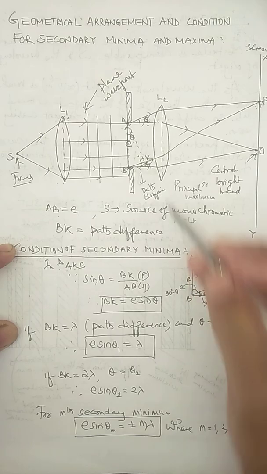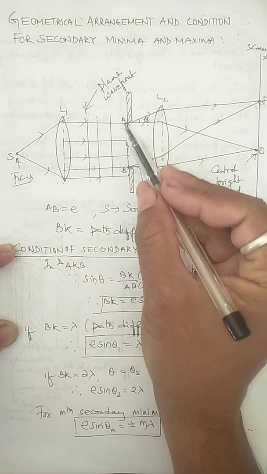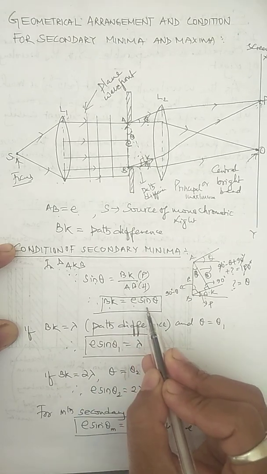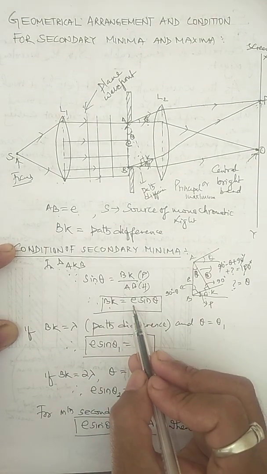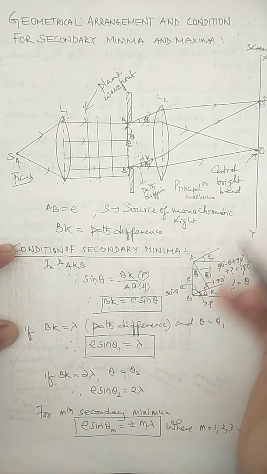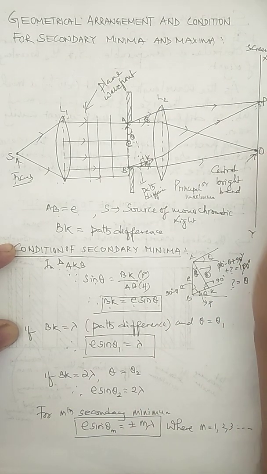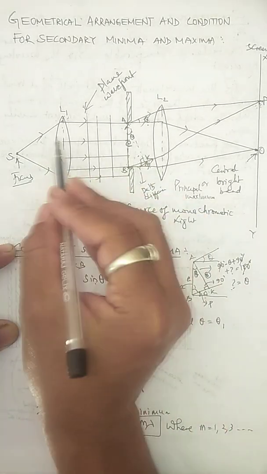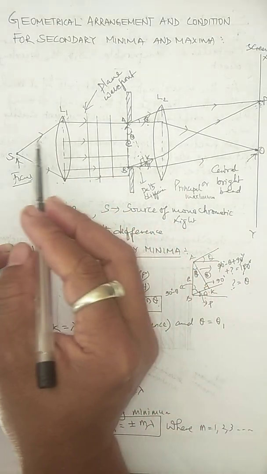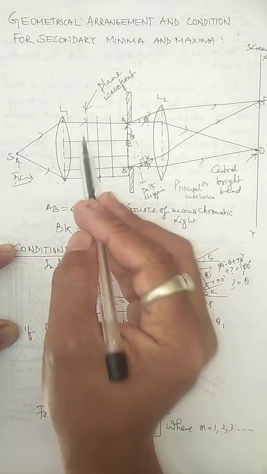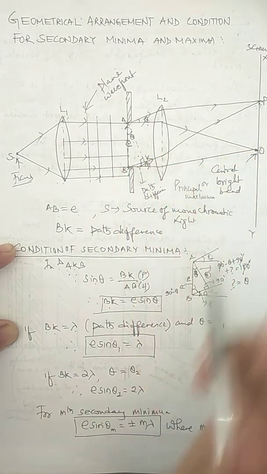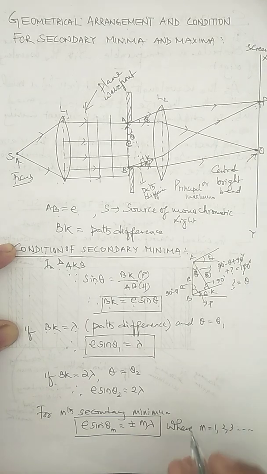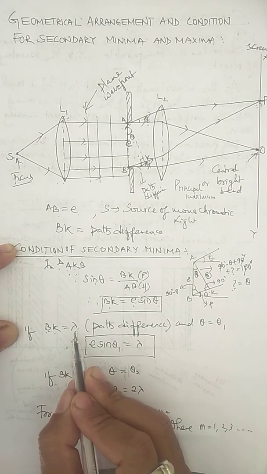So children, to calculate the path difference for the wave reaching from A to P and B to P, that path difference BK is E sin theta. Now for the first secondary minimum to form at P, it is observed that the path difference BK must be equal to lambda, the wavelength of the incident light. When light is incident with a wavelength equal to this path difference, we always see the formation of the first secondary minimum on the screen. So for the first secondary minimum, path difference BK must be lambda.